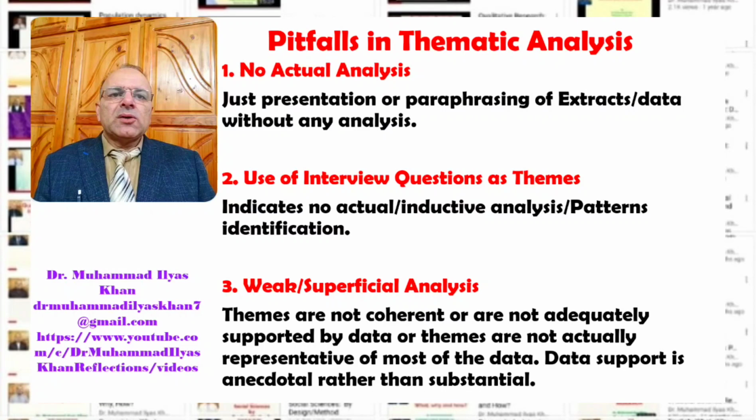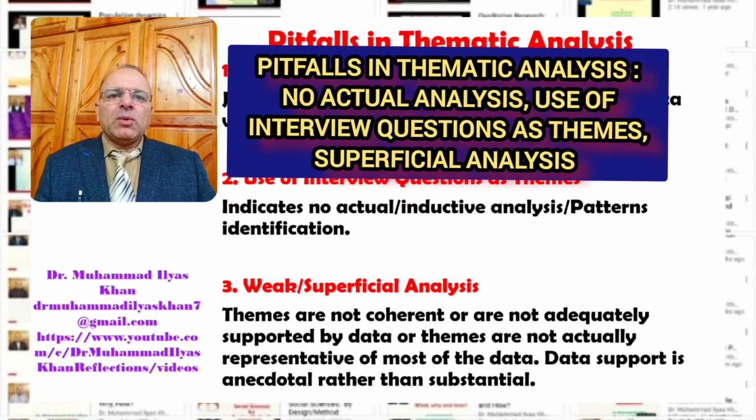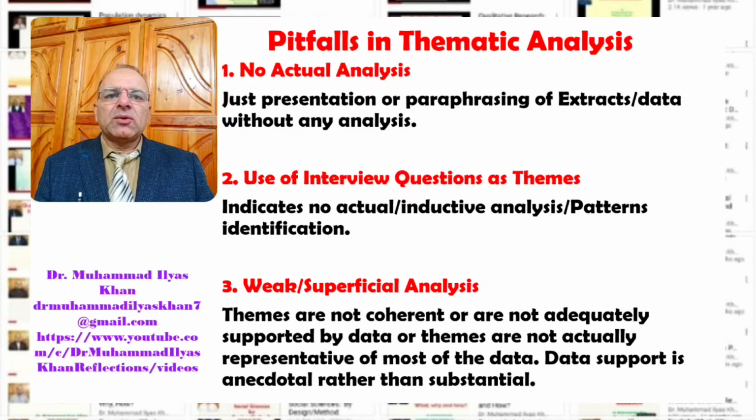Thirdly, weak or superficial analysis. What is this? It is when themes are not coherent and are not adequately supported by data, and so themes are not actually representative of most of the data. The data support is anecdotal rather than substantial. So there is no substantial evidence in the data or deeper analysis related to the themes. This kind of analysis is generally considered weak analysis.